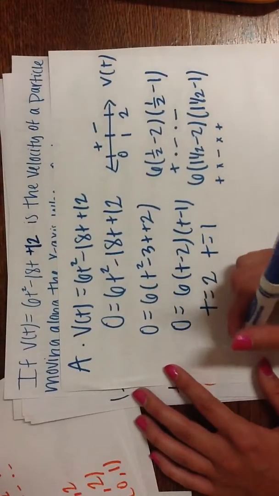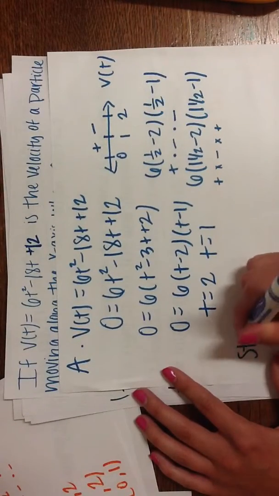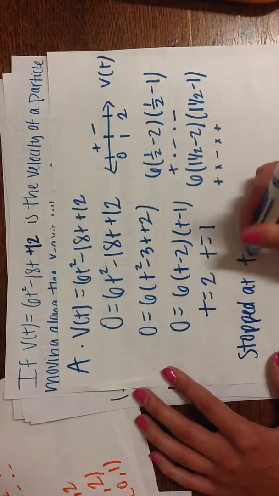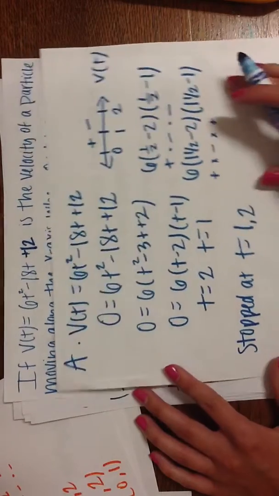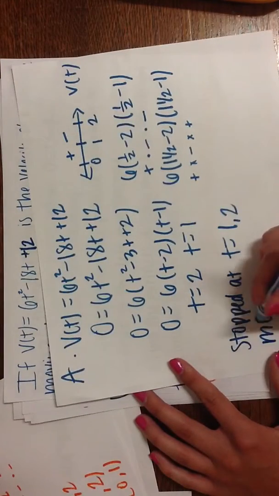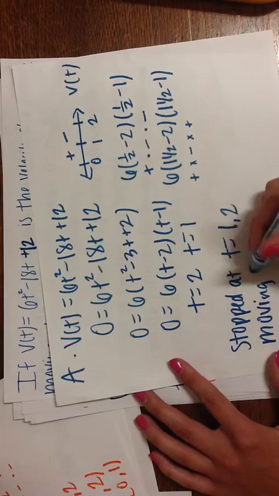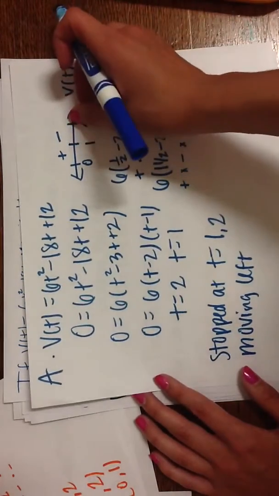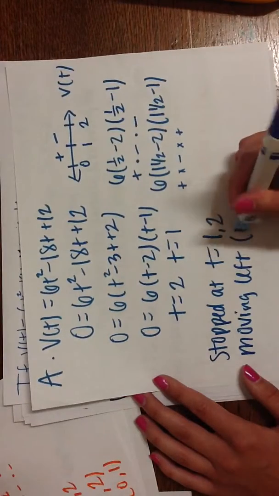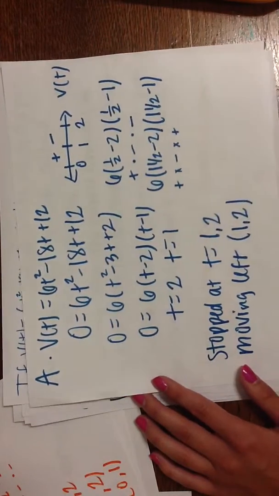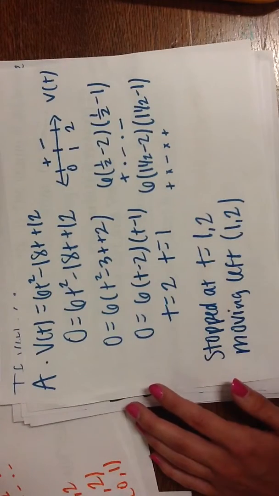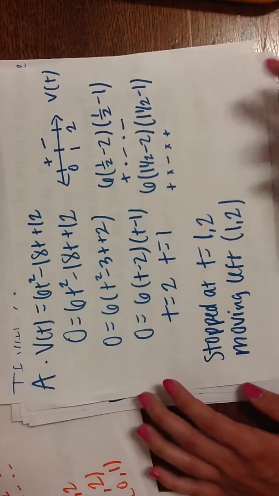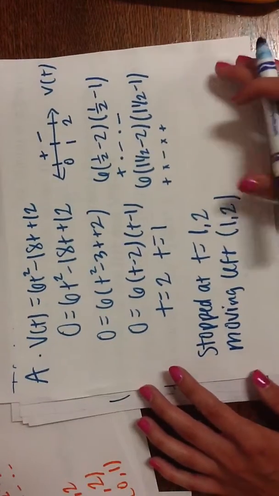Last, we need to piece everything together to write that we know that the particle stopped at t equals 1 and 2. Now we know also that the particle is moving left when the velocity is negative, which is between 1 and 2. So during the interval (1, 2), notice that I used parentheses because the particle is stopped at points 1 and 2, so they are not considered to be in the frame of when the particle is moving left.